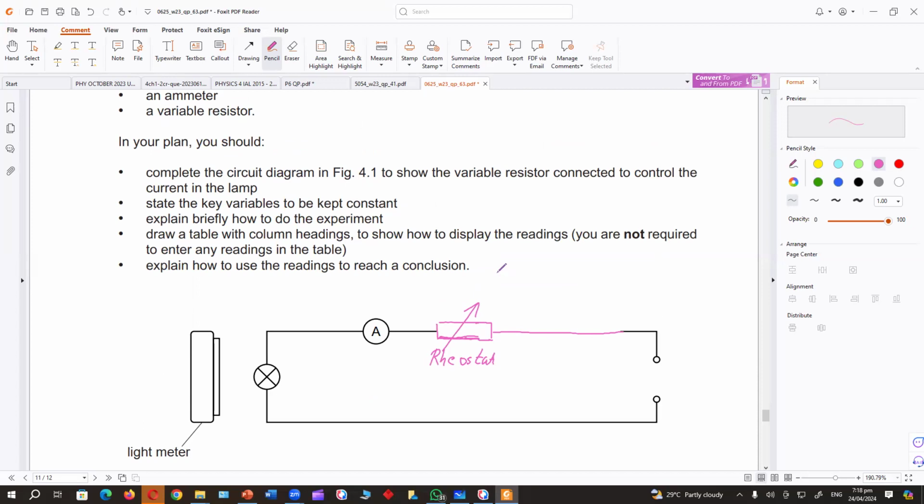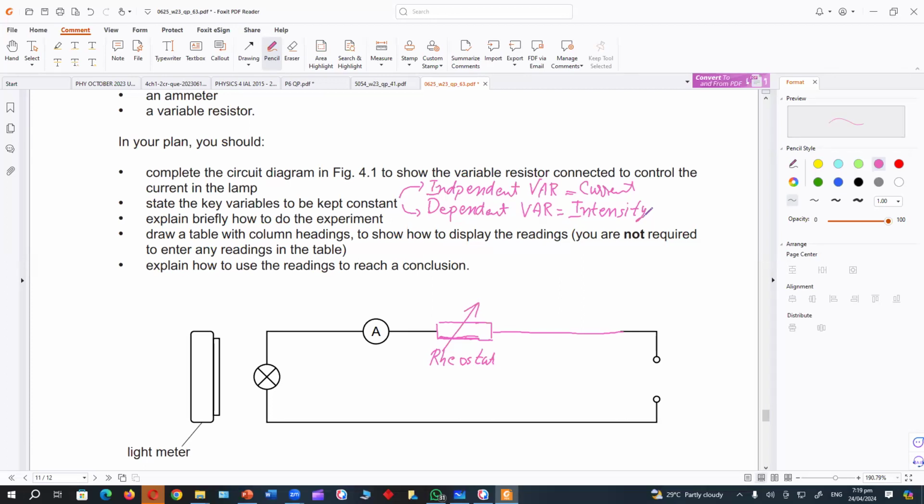So what are the key variables? I think we should take one variable as current and the other is the brightness. So let's mention to the examiner that the independent variable is the current, and the dependent variable is the intensity.